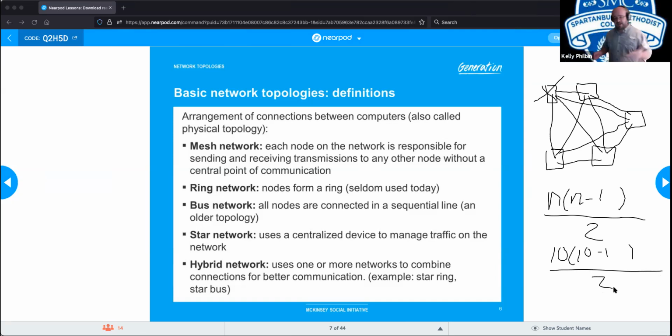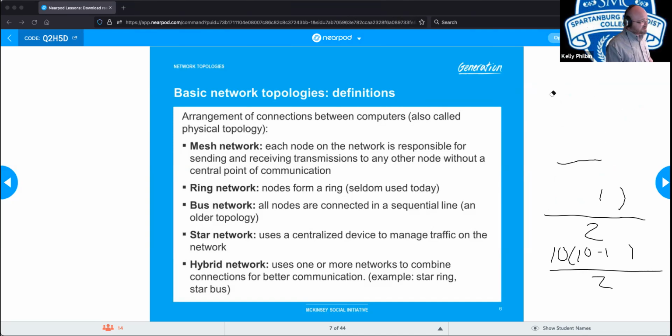Imagine that. How many ports do you think you would need on the back of your computer just to be able to communicate in a mesh network? So that is the downfall of it. It's very costly. I mean, you think about that, you need 45 cables just to hook up 10 computers. That gets expensive really quick. But the beauty part is if one of those computers breaks, it doesn't really affect the network. Everybody can still talk. So there are positives and negatives going into these particular networks.